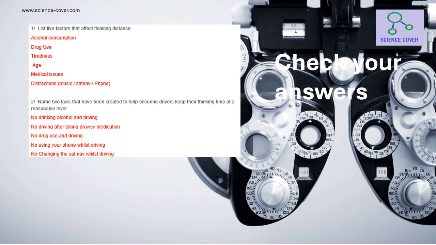Question 2. Name 2 laws that have been created to help ensure drivers keep their thinking time at a reasonable level. No drinking alcohol and driving. No driving after taking drowsy medication. No drug use and driving. No using your phone while driving. No changing the sat-nav whilst driving.